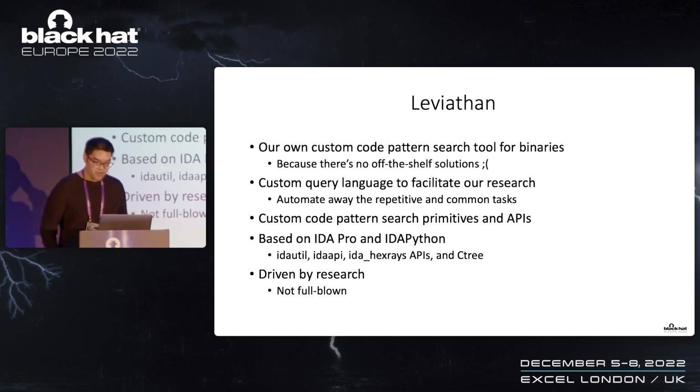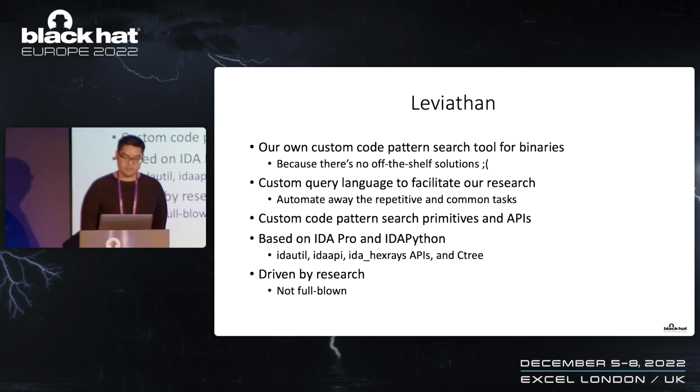All right. Before we get to the juicy part, I will do a brief intro on Leviathan, the tool that we built ourselves, because back then, to the best of our knowledge, there were no off-the-shelf solutions that could do code pattern search in binaries. We also decided to build our own query language to facilitate the research and automate away repeatable tasks. Batch mode works just fine, but it does get quite annoying at times when we have to constantly modify the scripts and run them against thousands of binaries.